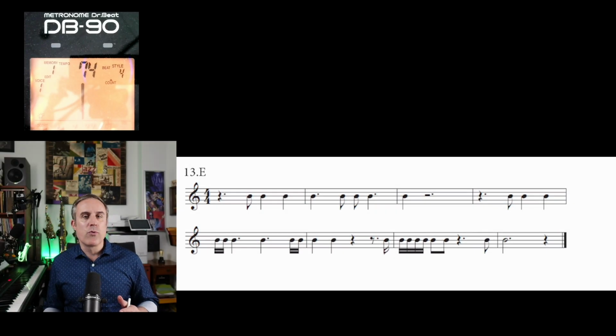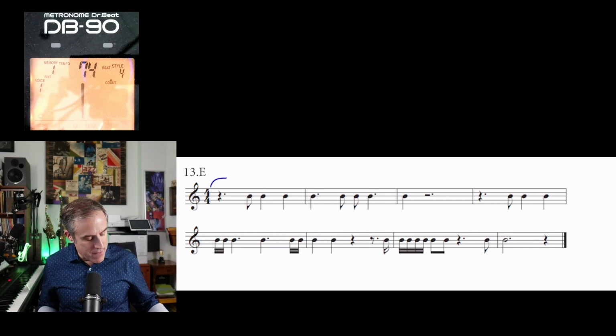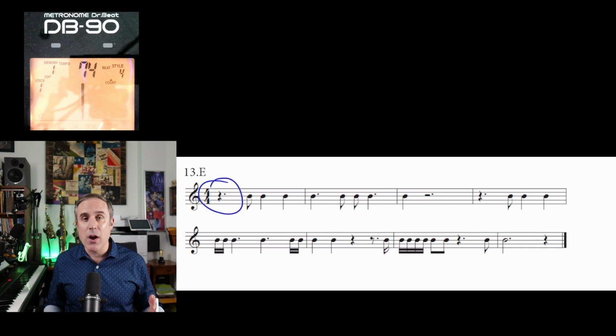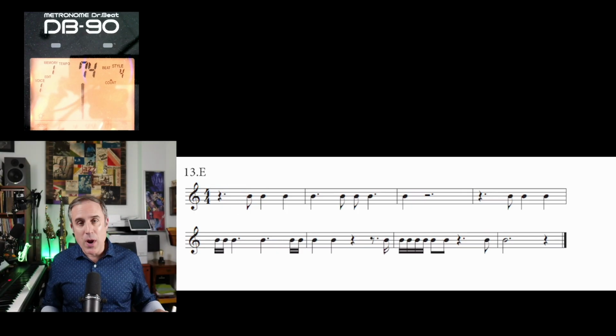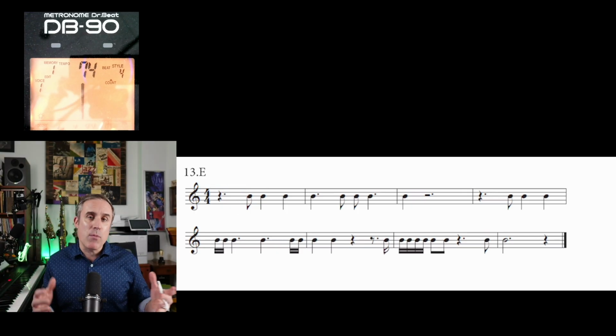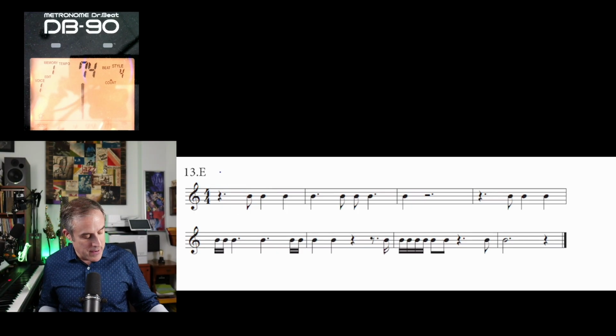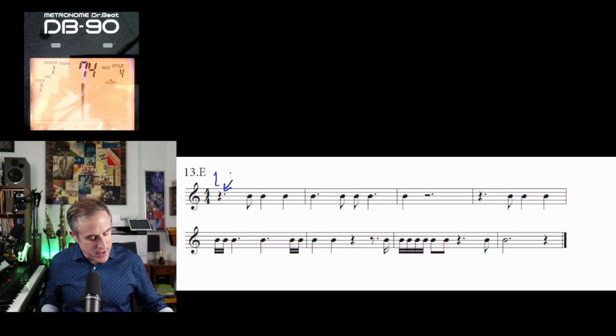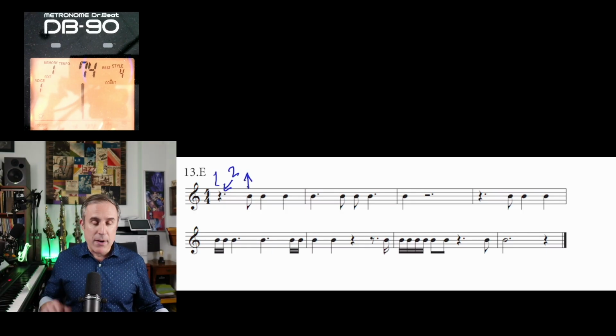All right, let's move right on to the next exercise, 13E, and start the analysis. In the very first beat, we have the dotted quarter rest, which we know is 1.5 beats. And the way we can think about this rest is the same way we think about the dotted quarter note, with the quarter rest being beat 1, and that this dot we can think of as beat 2, and then this 8th note comes in on the upbeat of beat 2.